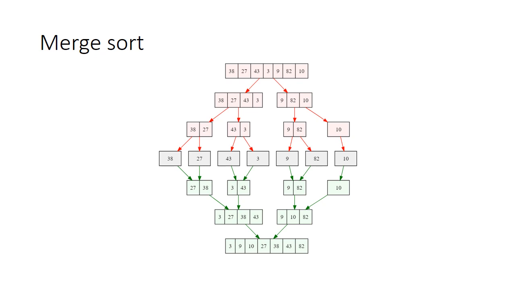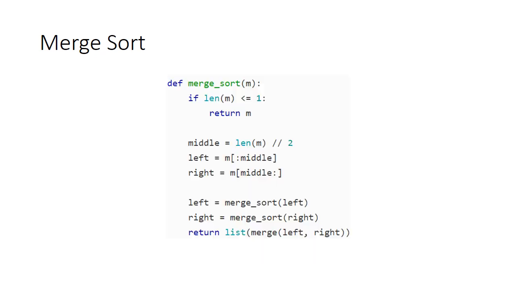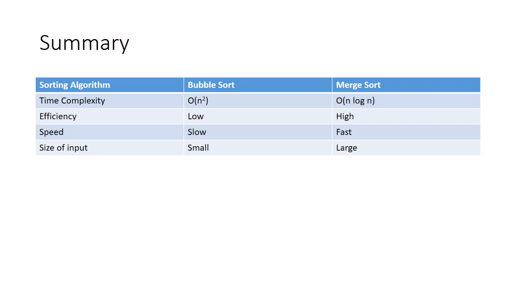The tree you get when you partition the arrays has a height of log n, and the merging operation takes n time. So thus it gives an n log n time. Here is the pseudocode for the algorithm. As you can see, it's partitioned in the middle, and the left and right halves are sorted, and they're merged before the list is returned. In summary, bubble sort takes n squared time complexity, merge sort takes n log n.